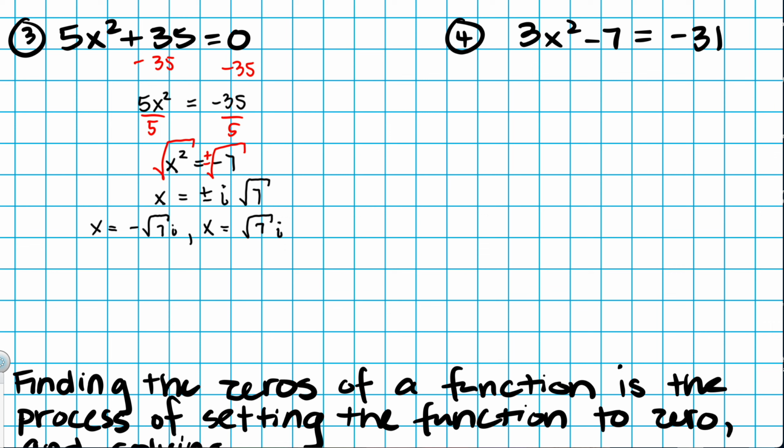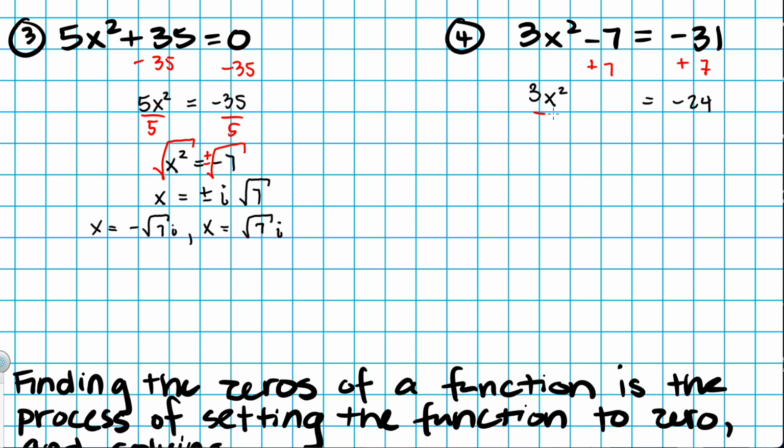Both of them have i on it because there was a negative inside the radical. Moving on to question number 4, virtually the same exact idea, isolating the 3x squared. We're going to go ahead and add 7 to both sides of the problem. Once again, when it's in vertex form, it's always in our best interest to get the x squared by itself. This gives us 3x squared is equal to negative 24.